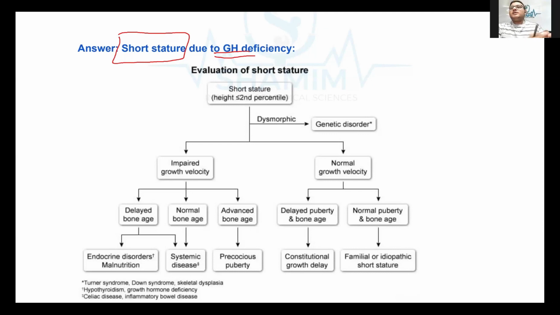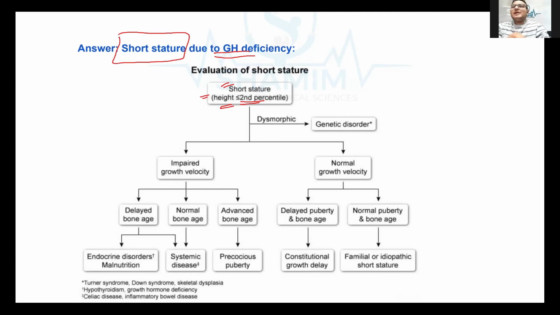How can we diagnose and make a differential classification of short stature in a patient? First of all, what is short stature? Short stature is any child presenting on the growth chart with height less than the second percentile. That is short stature. In this scenario, we have seen a height less than the second percentile, so this is short stature.